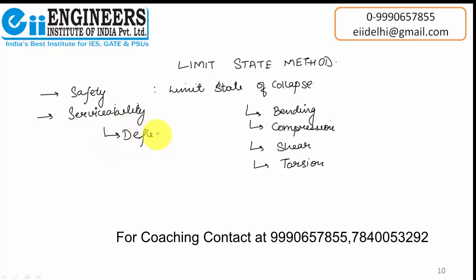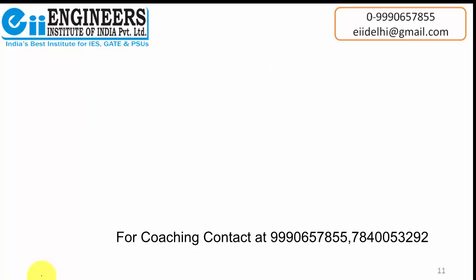It has given the deflection limits, that the deflection should not be more than these values. We'll talk about it later. Deflection limits, vibration limits, and it is also given for corrosion and cracking. Now let's talk in detail about the limit state method. First of all, we should talk about the basic things that the IS code has recommended for us to use.